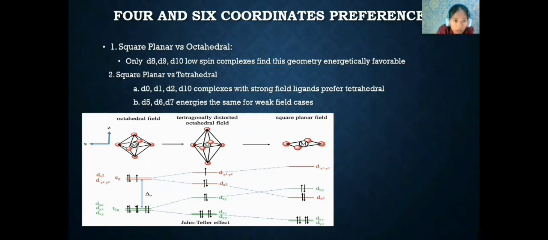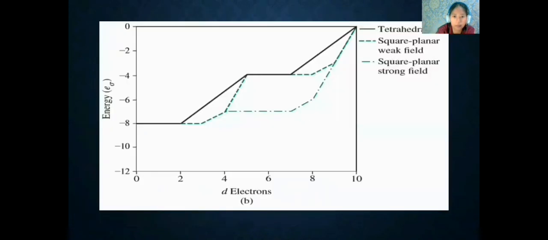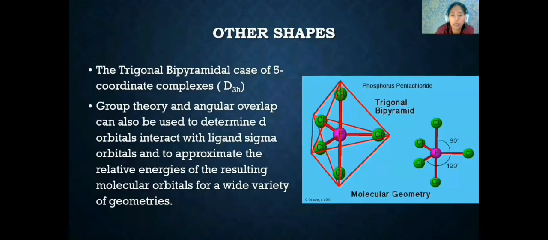Okay, so we have there the octahedral and then tetragonally distorted octahedral field, and square planar. So we can also determine which is the more stable structure. Is it the tetrahedral? Is it the square planar with weak field, or square planar strong field, using a diagram? So you can have this diagram in here.